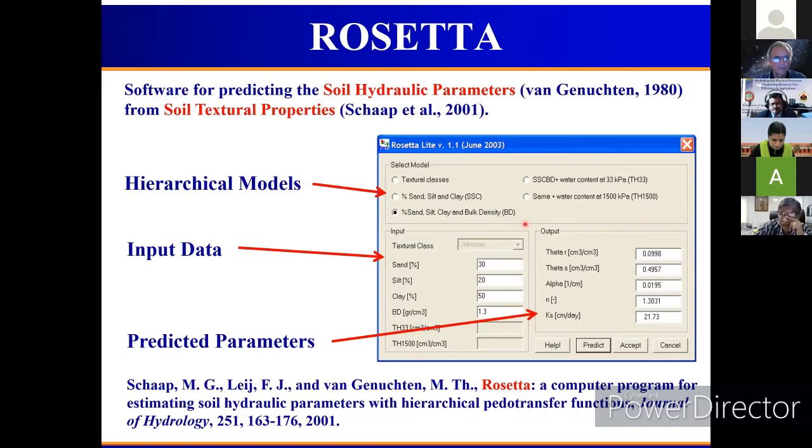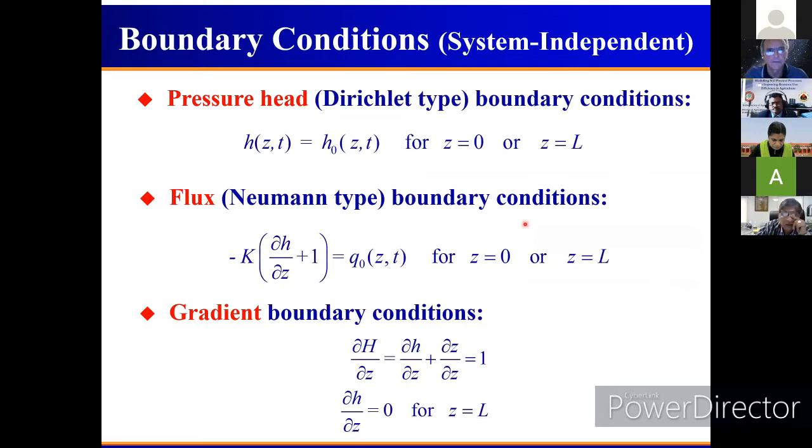If you want to solve the governing equations, we need to specify boundary and initial conditions. And in HYDRUS, we try to be very general in terms of how users can specify boundary conditions. And we recognize two large groups of boundary conditions. We recognize so-called system-independent boundary conditions, where you specify directly the value of something such as pressure head, flux, or gradient at the boundary, and then this value is enforced at that boundary.